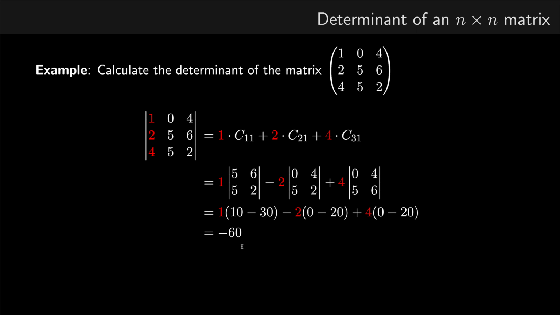So this shows it doesn't matter which row or column you expand along in order to calculate the determinant. A useful trick here is to try and use a row or column with the most zeros in, because this cuts down on the amount of work you have to do.